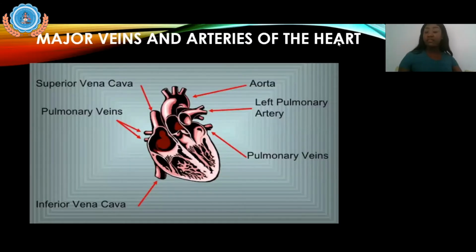So here are the different veins and arteries of the heart. We have the superior vena cava, the pulmonary veins, the inferior vena cava, the aorta, the left pulmonary artery, and the pulmonary veins.